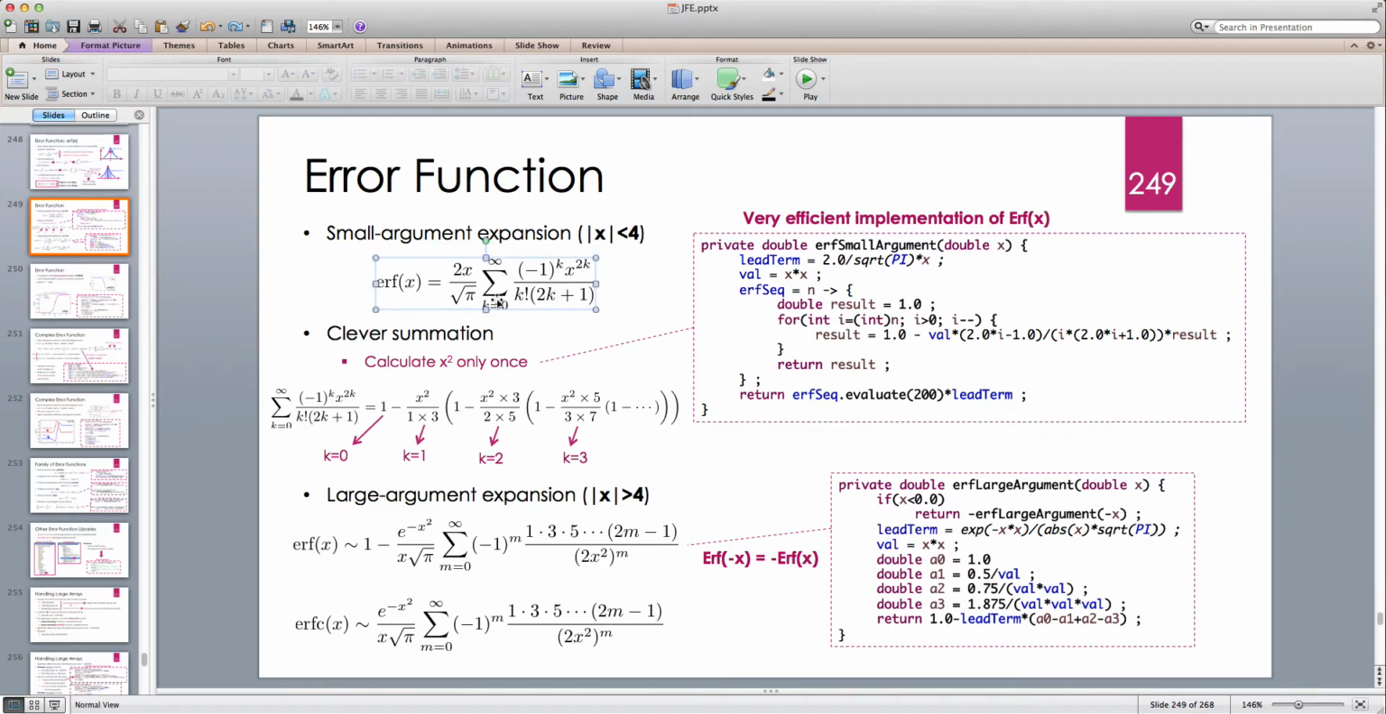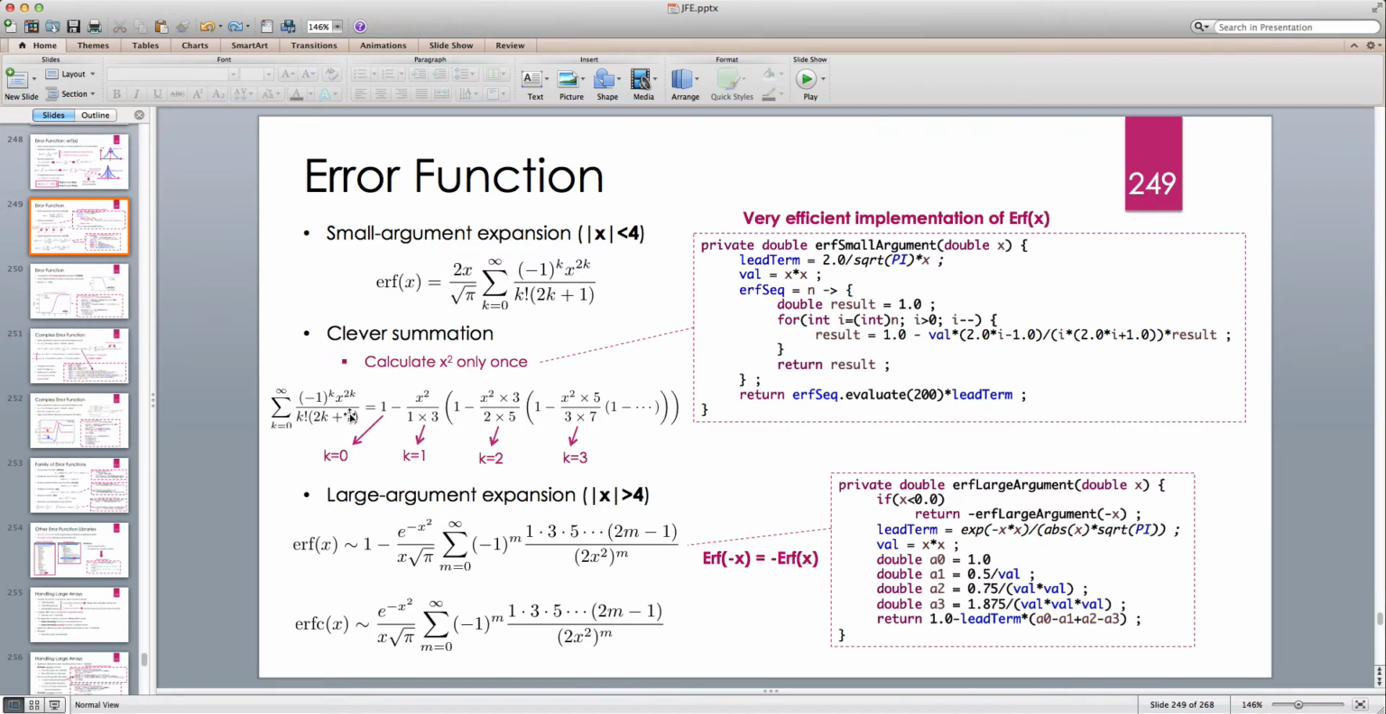But then we're not going to calculate each term of this series first and then add them up, because we have expensive operations such as k factorial and x to the 2k. So a power and a factorial, these are extremely expensive operations. So how do we sum this up to n terms? So we do the clever summation exactly the way we did it for Bessel functions.